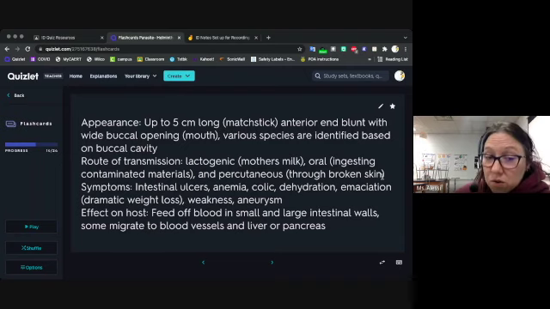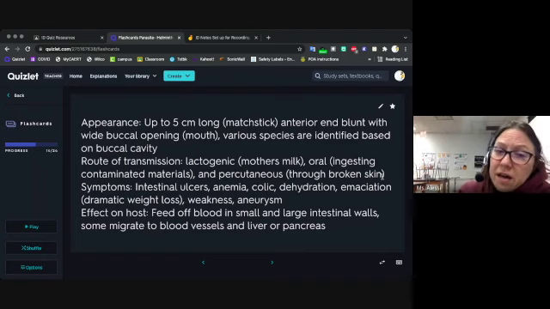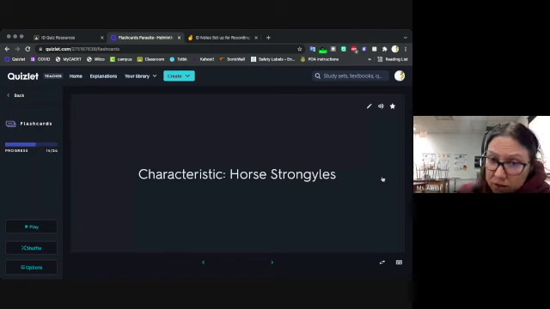So the effect on the host: they are feeding off of the blood in the small and the large intestinal walls, and some will even migrate to the blood vessels in the liver or the pancreas. This is why it can be so detrimental to your animals, because it can get into the liver, which processes your toxins and things. So that is your horse strongyles.